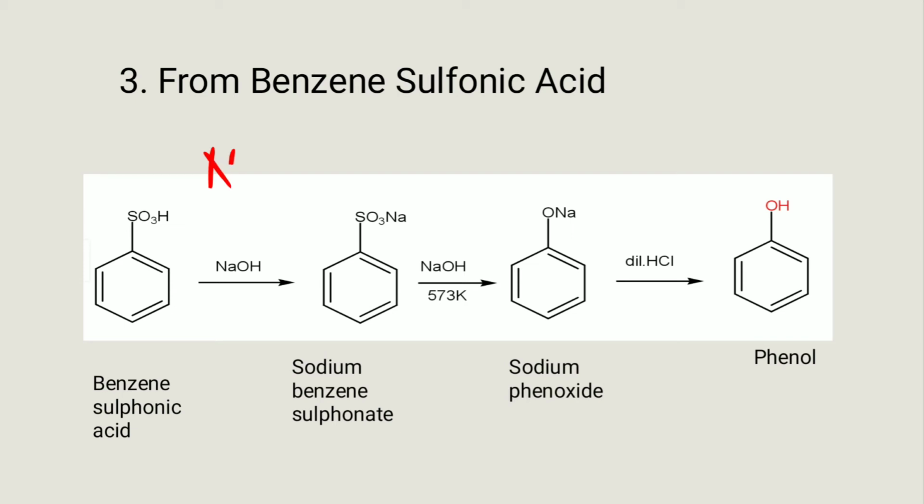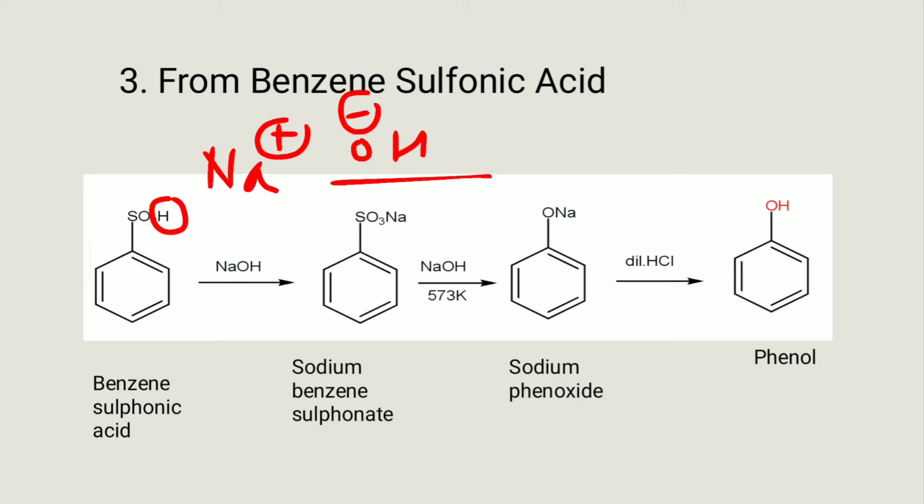Here sodium hydroxide splits like Na plus and OH minus. OH minus treats with H plus to form water as the byproduct. No need to write what it is, just for understanding. And this Na plus comes in place of hydrogen. So SO3H is written as SO3Na. And that salt is again treated with sodium hydroxide, NaOH. So this time this SO3Na goes out and ONa comes in at 573 Kelvin.